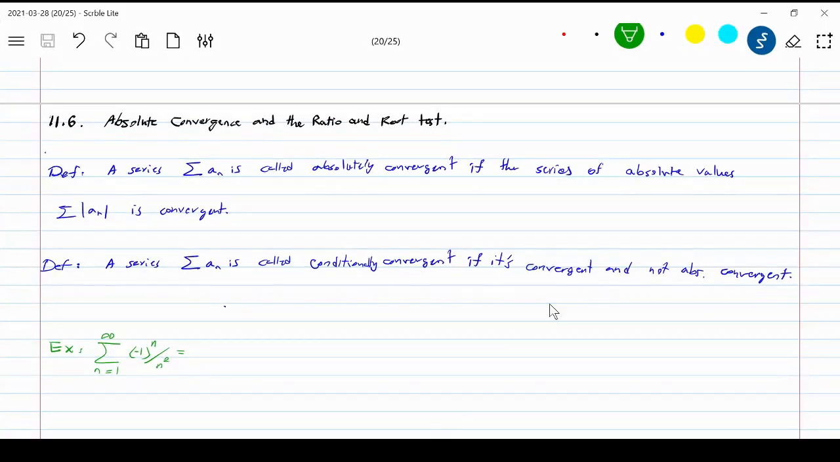Welcome back. Let's continue on chapter 11, section 6. Today we're going to talk about absolute convergence and the ratio and root test. So let's figure out what is absolute convergence.